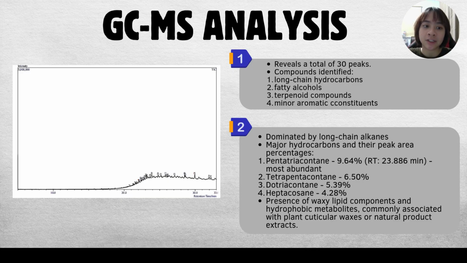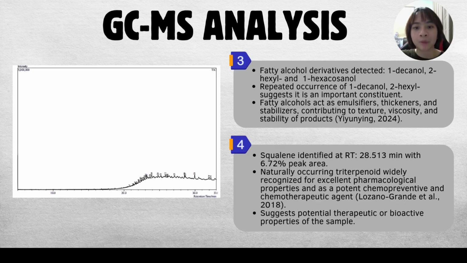The presence of these long-chain saturated hydrocarbons suggests that the sample contains waxy lipid components and hydrophobic metabolites. These compounds are commonly associated with plant cuticular waxes and natural product extracts. In addition, several fatty alcohol derivatives were detected, including 1-decanol-2-hexyl and 1-hexacosanol.